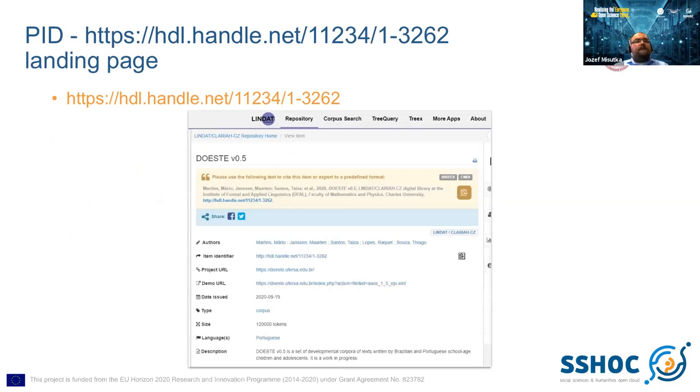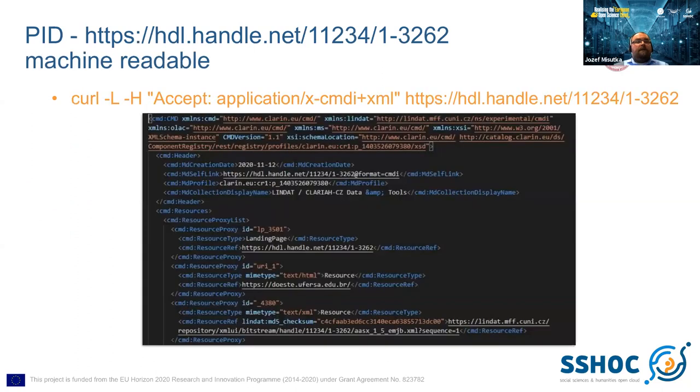So if you go to this PID mentioned in the title, you will really go to our repository and end up on the landing page. This is one of the policies we have. If you ask for a specific content type, then you will get an XML. Inside that, you will get metadata in the CMDI format. Even though it's really interesting, it's out of the scope of this presentation.